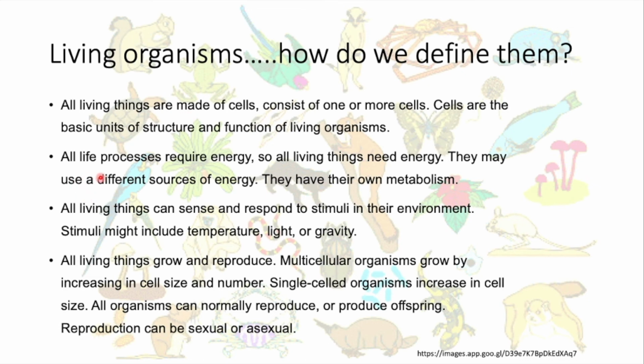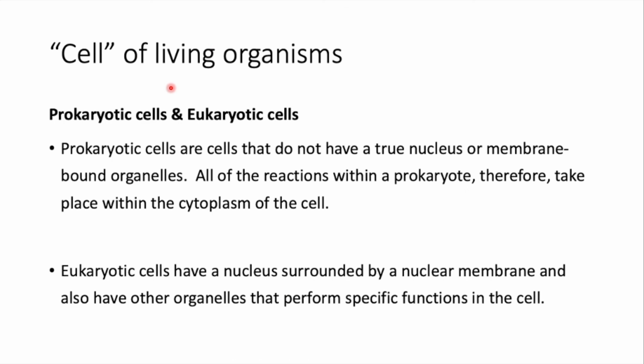Second, all living organisms require energy and they have their own metabolism. Third, living organisms can respond to stimuli, for example, temperature, light, or gravity. And finally, living organisms can grow and reproduce offspring by themselves, which can be sexual or asexual reproduction. When we're talking about cells, the cell can be divided into two types. The first one is prokaryotic cells and the second one is eukaryotic cells.